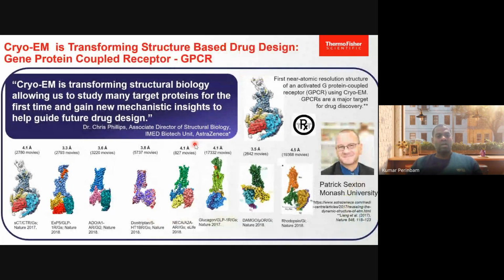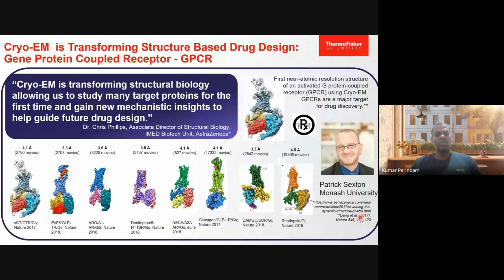This is another development of how GPCR studies have been heavily dependent on Cryo-EM currently. Several structures, on an average like 4 angstrom, 3 angstrom, are being solved by people on a regular basis. This is from Patrick Sexton's lab from Monash University.